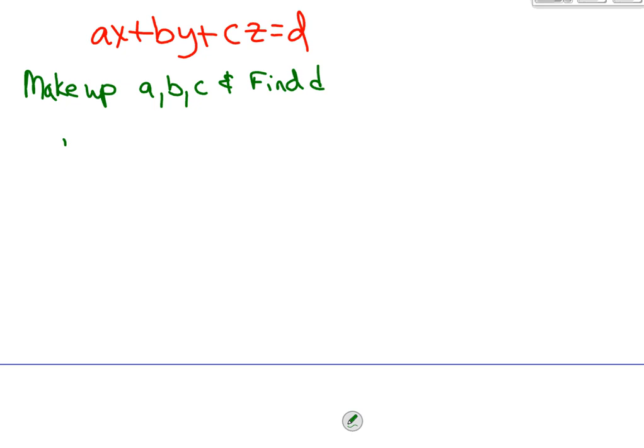So I'm going to let A equal 5, B equal 1, and C equal 3. I just made it up. I don't care.